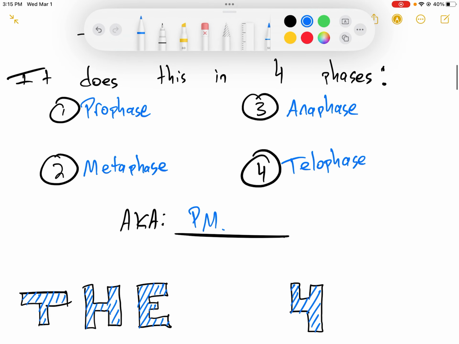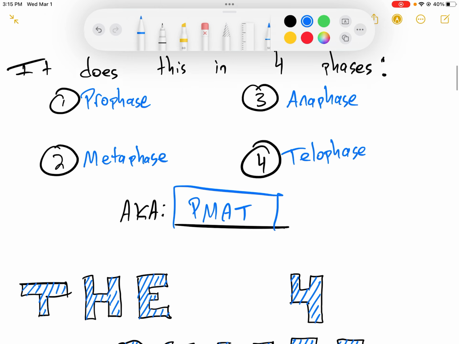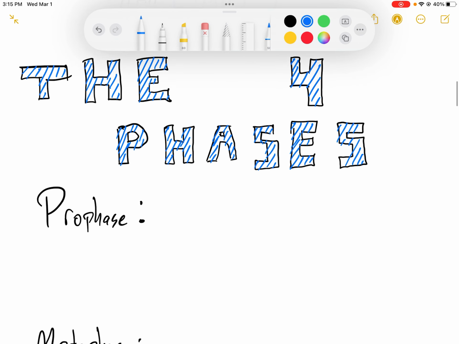And one way to remember this is I use the acrostic, or is that an acronym? I don't know. One of the two. PMAT. So PMAT stands for prophase, metaphase, anaphase, telophase. We're going to dive into each of those phases here in just a second. So the 4 phases, prophase.